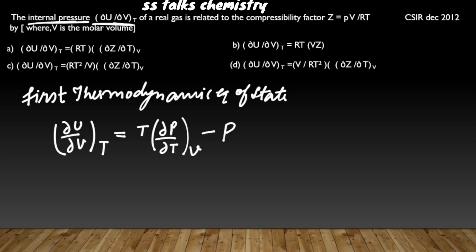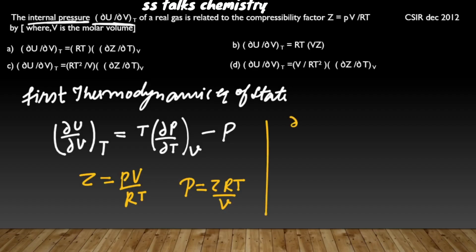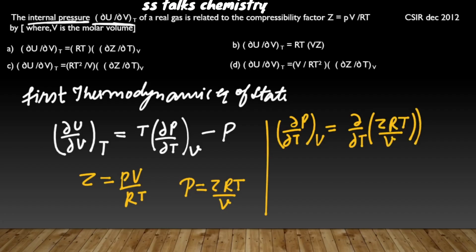You can even derive this from your Maxwell relations using the dU value, then differentiating that complete expression with the volume, you will get this final expression only. Right. Now for the Z value, it is PV upon RT, or the pressure value is ZRT upon V. We need del P by del T at constant volume. So del P by del T at constant volume is del by del T of ZRT upon V.